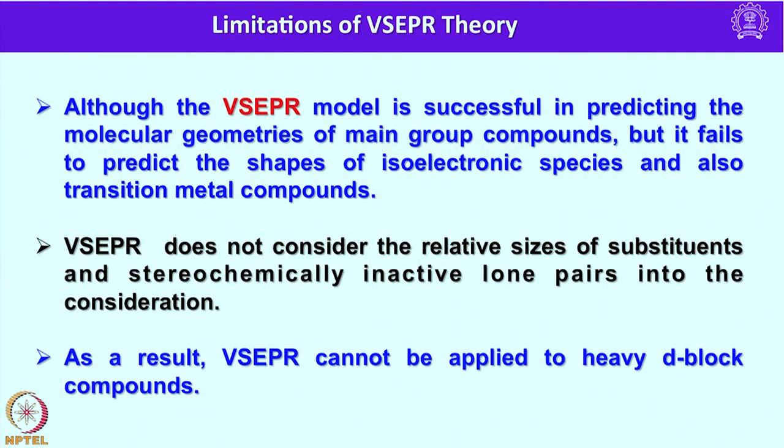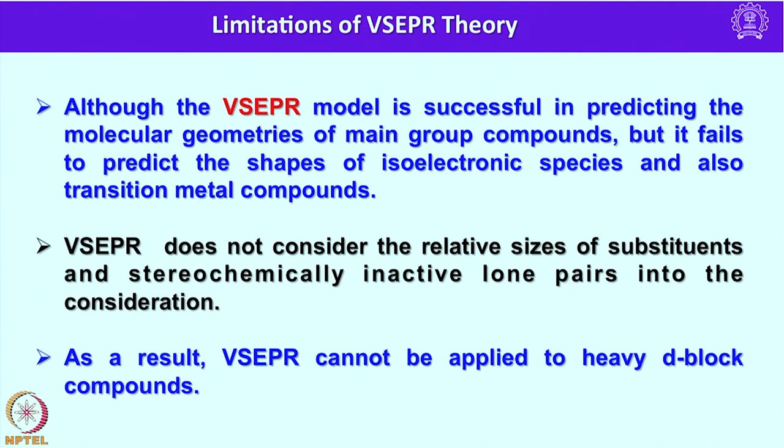It is quite successful in predicting the molecular geometries of main group compounds, but in a few cases it fails to predict the shapes of isoelectronic species and also transition metal compounds. That means when we have isoelectronic species and also when we are considering transition metals where we have inactive lone pairs, VSEPR theory does not give the right geometry and shape for those molecules. Another limitation of valence shell electron pair repulsion theory is that it does not consider the relative sizes of substituents, and as I said, stereochemically inactive lone pairs.